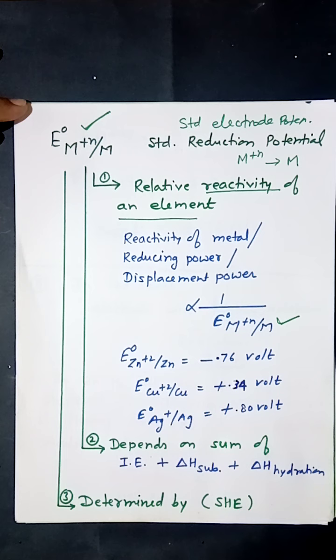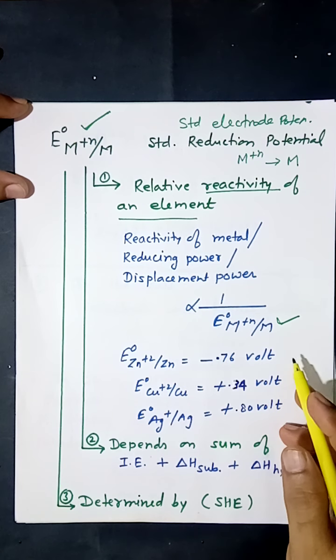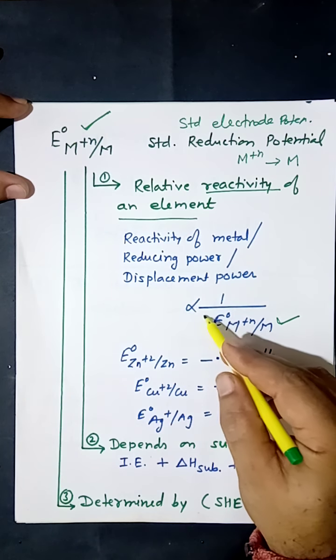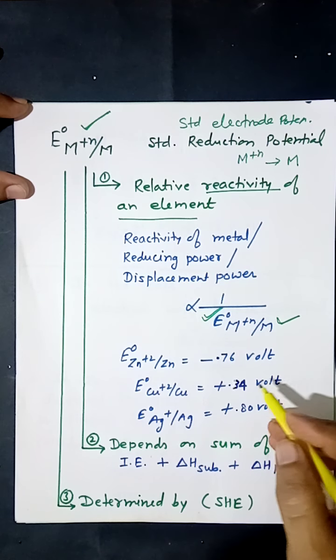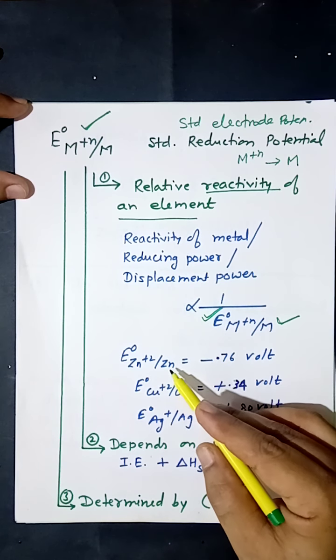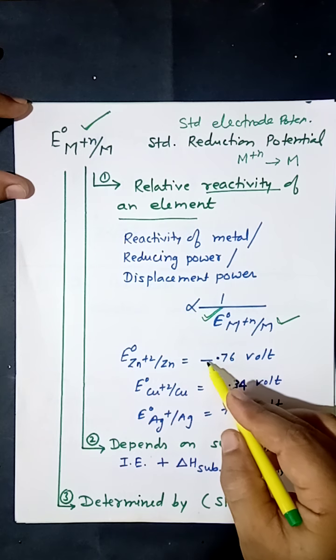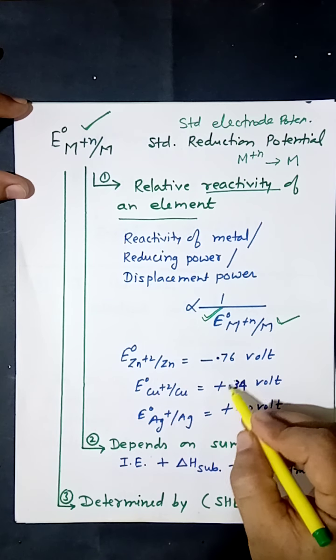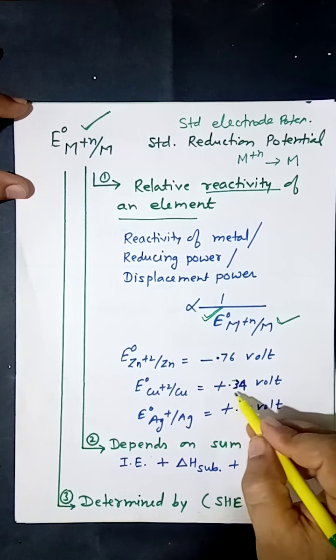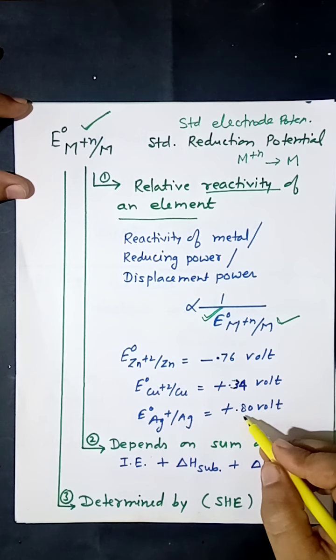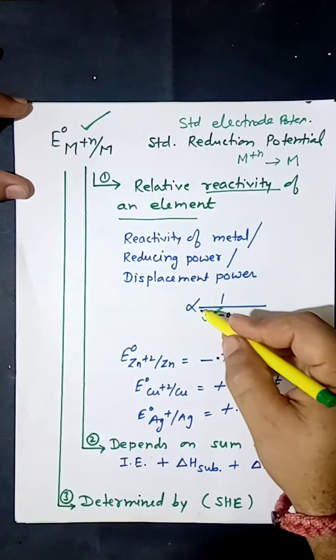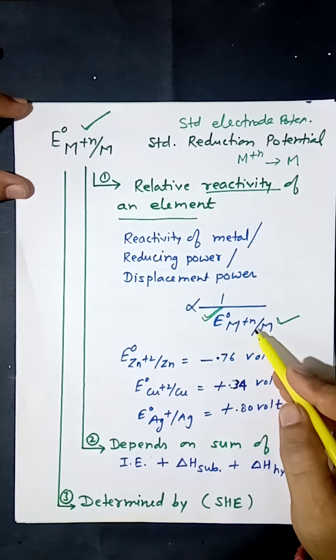I hope you remember that in class 10th you studied the metal reactivity series, in which you arranged elements as per their reactivity, and at that time you just memorized a sequence, but that sequence is given on the basis of the value of E naught. For example, you are given the E naught for three elements here. It is zinc, copper and silver. For zinc it is minus 0.76 volt, for copper it is plus 0.34 volt, and for silver it is plus 0.80 volt. As per this formula, reactivity is inversely proportional to E naught.